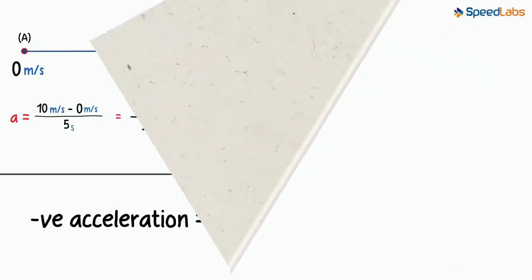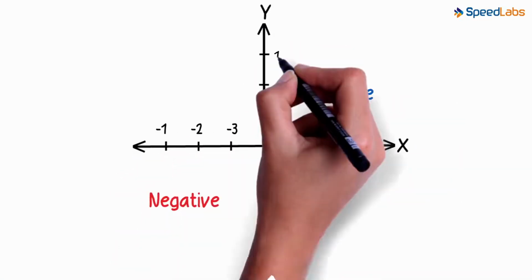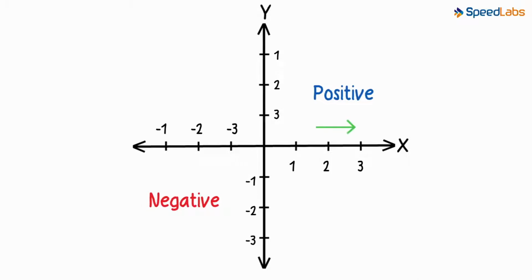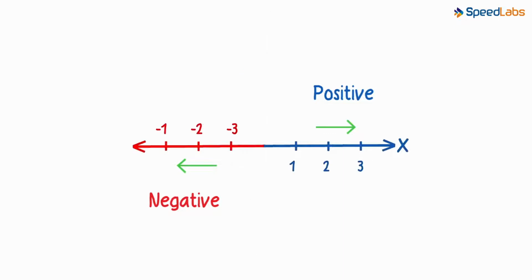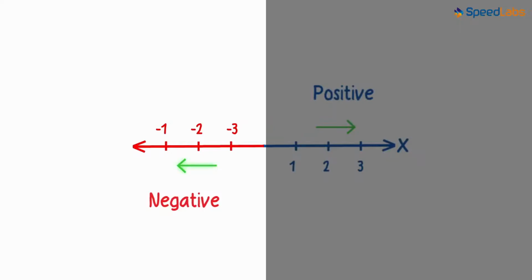Let's move to a new page to understand this. The first thing we should be familiar with is the sign convention we use. Like our coordinate system, right is positive and left is negative. Similarly, moving up is positive and moving down is negative. But normally when we look at motion, we will be using the horizontal axis. So we should know that right is positive and left is negative.